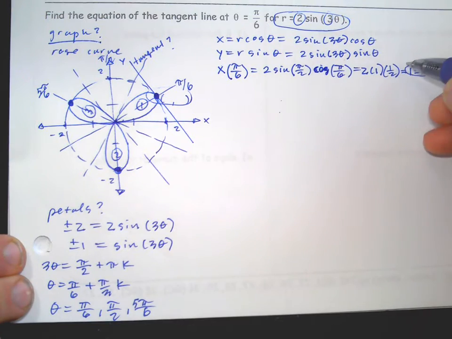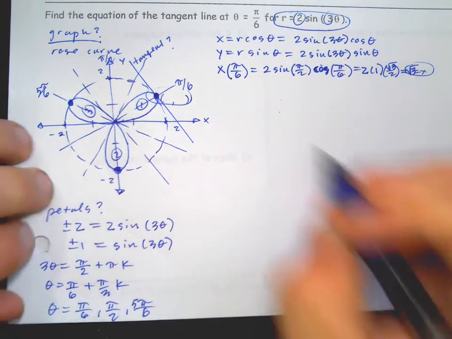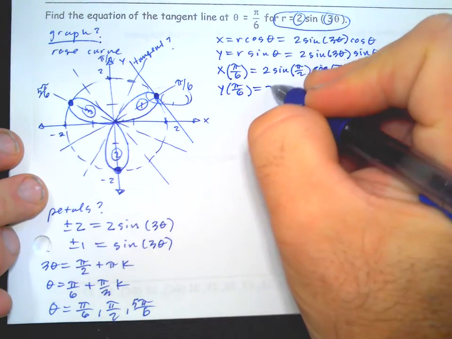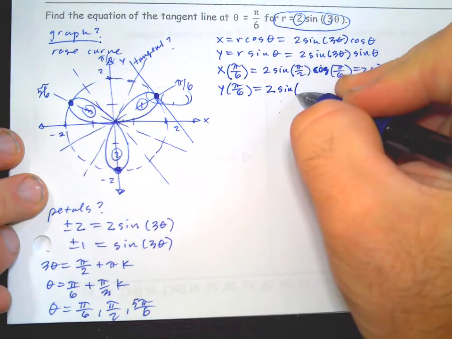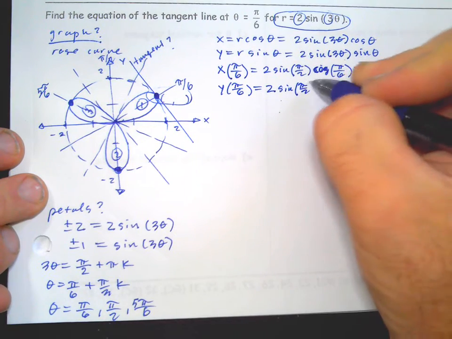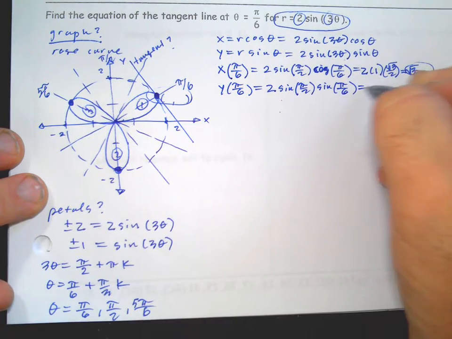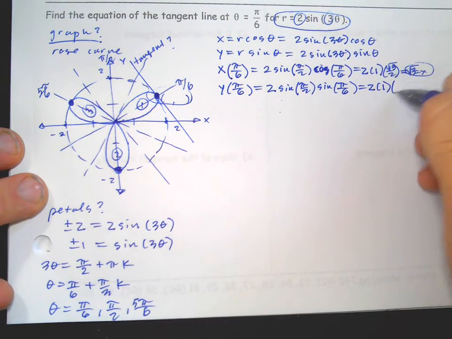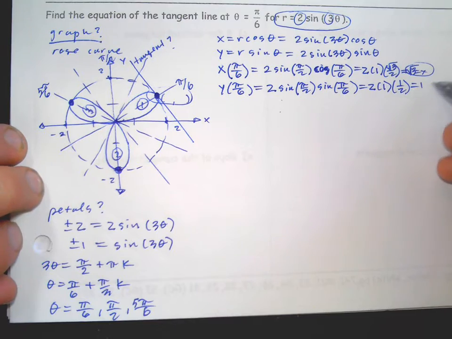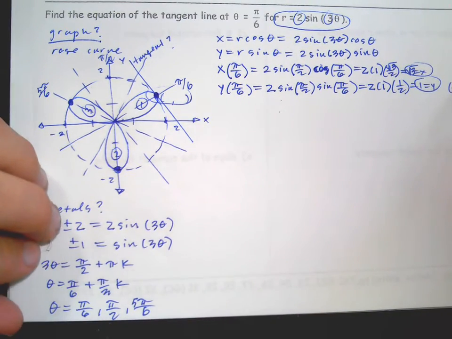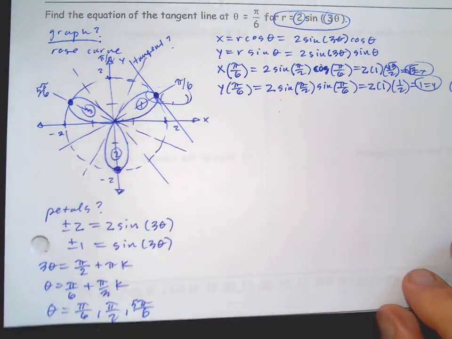Cosine. I wrote sine. So this should be root 3 over 2, so this is going to be root 3. And then y is going to, I think, be the value we just got. I'm going to plug pi over 6 in here. It's going to be pi over 2. And then sine of pi over 6 is what I accidentally did on the last one. It's going to be 2 times 1 times 1/2 is 1, and that's the y value. So you have your point that you're going to write your equation, your tangent line through.